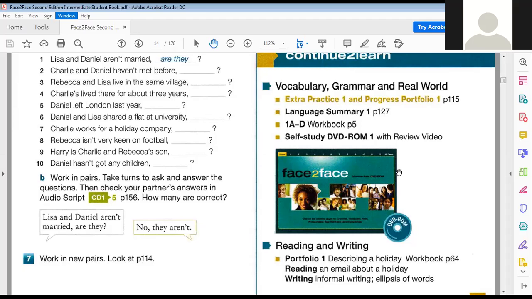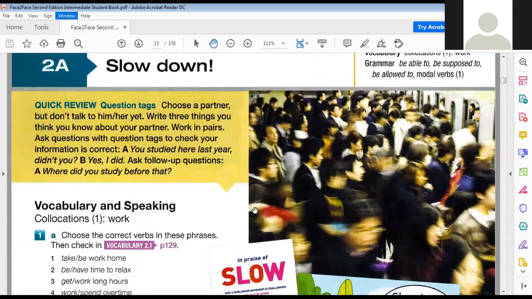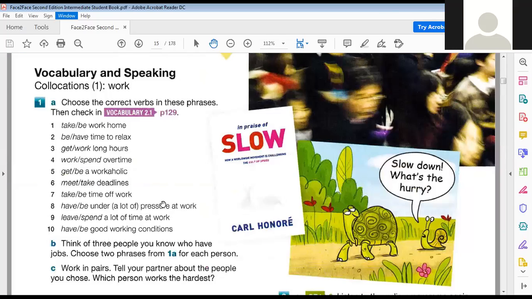Okay. All right, so let's check our topic for today. Did you finish number 1, the collocations? Let's see your answer. Okay, so number 1. Najat already answered it. Take work home. Take. What about time to relax? What should we use? Have time to relax. Okay, so we should have time to relax.